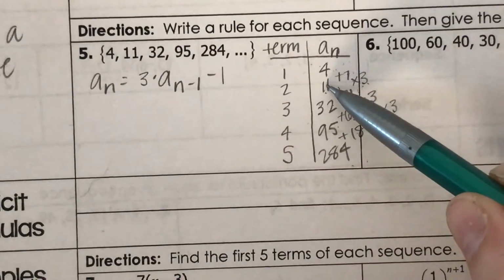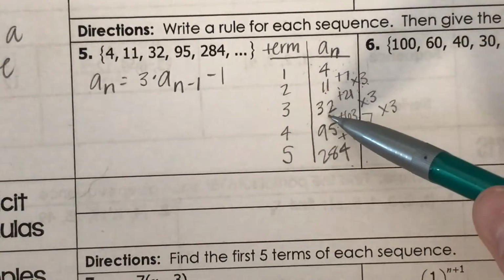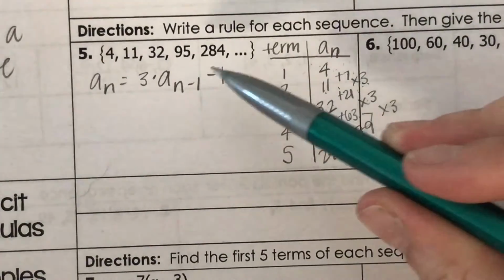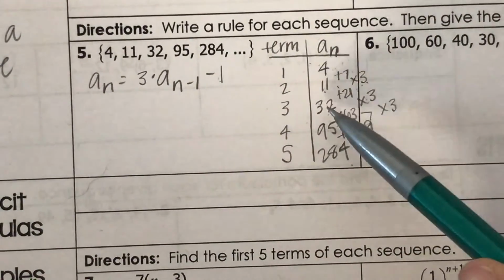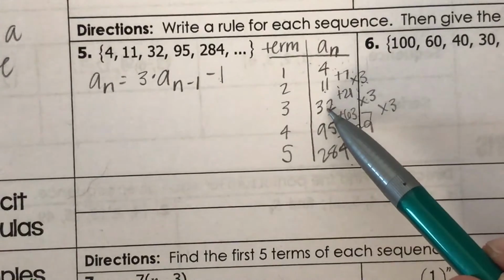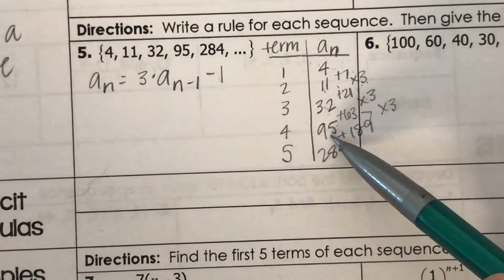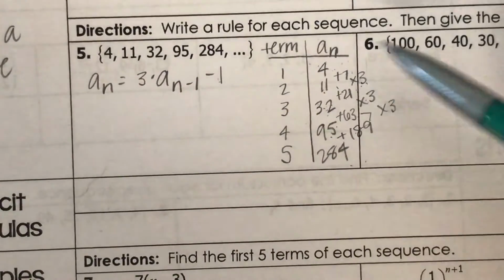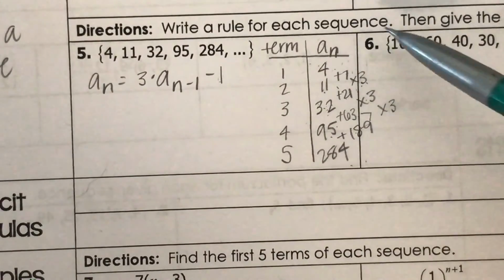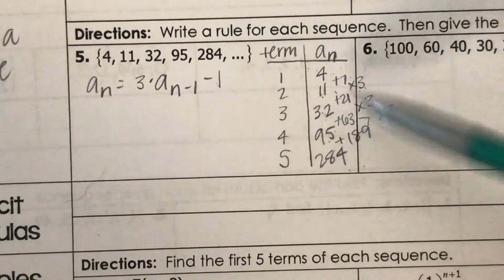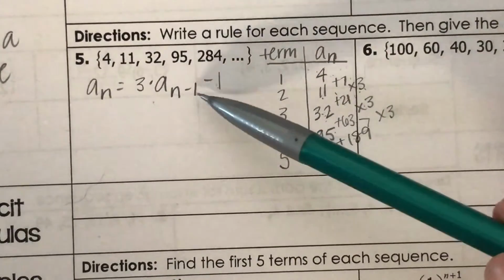Okay, let's try it with another one just to make sure it works. 3 times 11 is 33. I want to get to 32. How do I get from 33 to 32? Subtract 1. Oh, so that still works. Okay, 3 times 32, that's 96. I want to get from 96 to 95. I subtract 1 again. So a lot of this is trial and error, figuring out are there common differences, is there a common ratio, stuff like that. So that's why we have 3 times the previous term, and then we also subtract 1.